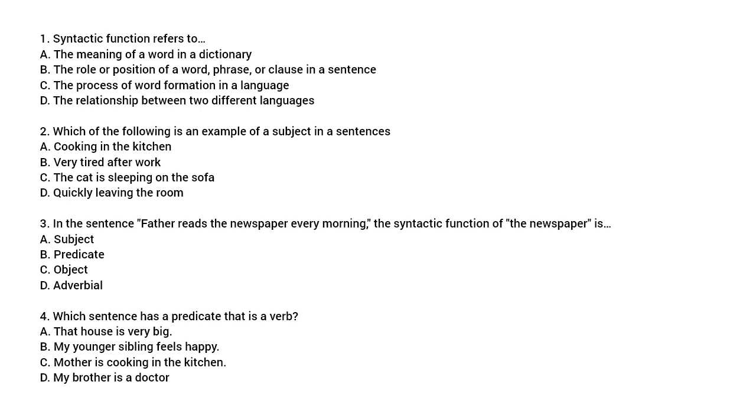3. In the sentence, Father reads the newspaper every morning, the syntactic function of the newspaper is C. Object. Explanation: the newspaper receives the action of the verb reads, making it the direct object of the sentence. 4. Which sentence has a predicate that is a verb? C. Mother is cooking in the kitchen. Explanation: is cooking is a verb phrase acting as the predicate. The other sentences have predicates with linking verbs and adjectives, nouns.